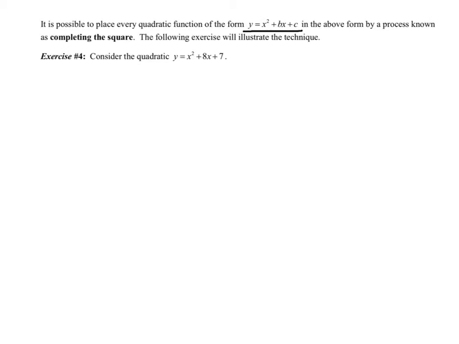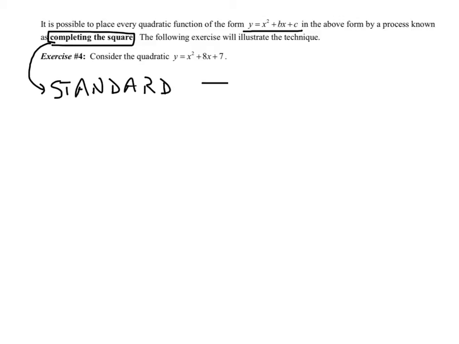Could we convert it, or could we rewrite it in vertex form? We're going to use a process called completing the square. To summarize, what completing the square does is it helps me move from standard form into vertex form.